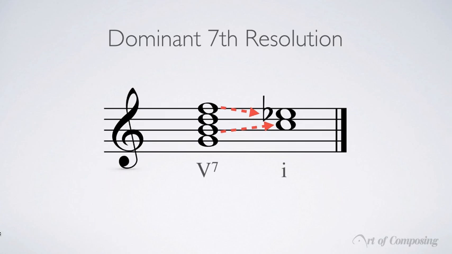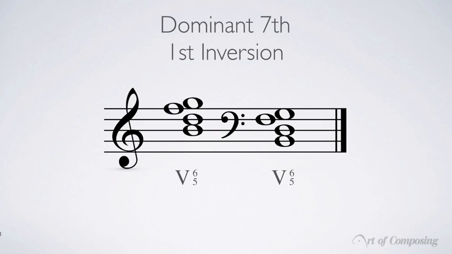Just as with triads, there are inversions. The first inversion has the third in the bass note and is written as a 6 over 5. So it sounds like this. It's got the third in the bass note.